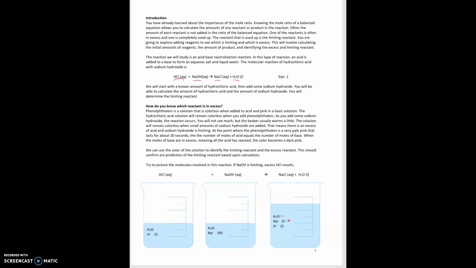And if HCl is in excess, there's extra HCl, you've just added a little bit of sodium hydroxide. All the sodium hydroxide reacts, but you have hydrogen ions and chloride ions in excess. They'll still be there.